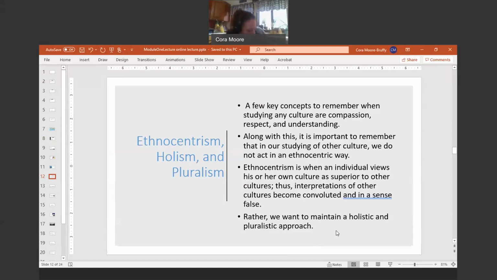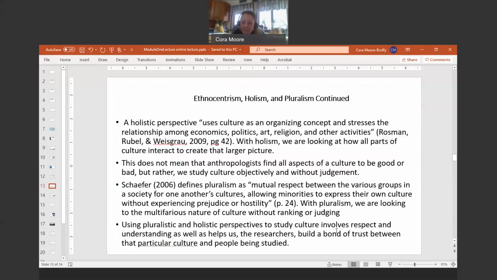And then of course we have different examples of ethnocentrism and racism throughout history. Of course, the Holocaust would be a big one. Genocide, all of those are examples of ethnocentrism. So we want to take that more holistic, pluralistic approach. Basically, what that means is that with holism, we're looking at all of it.